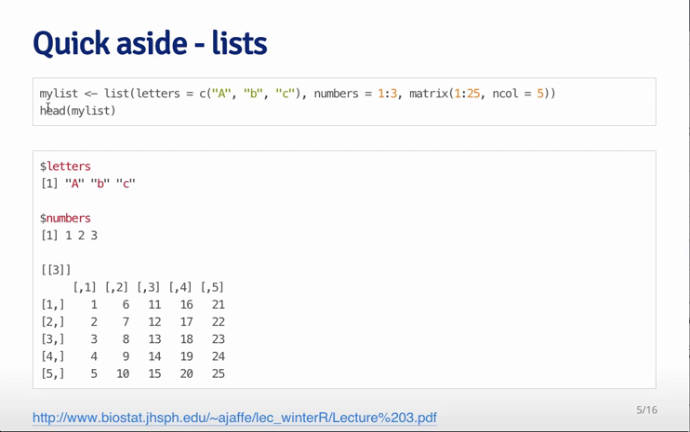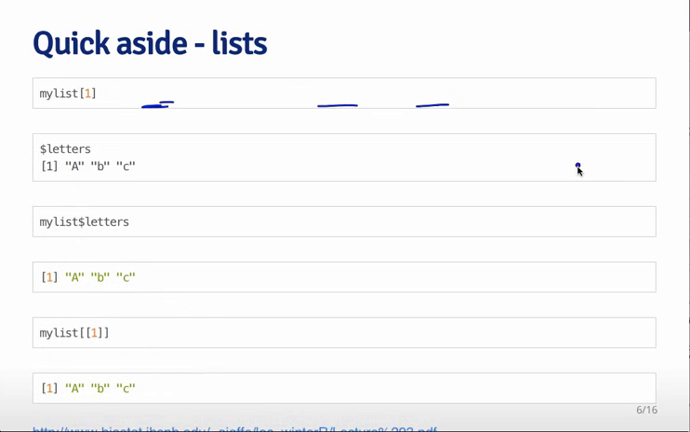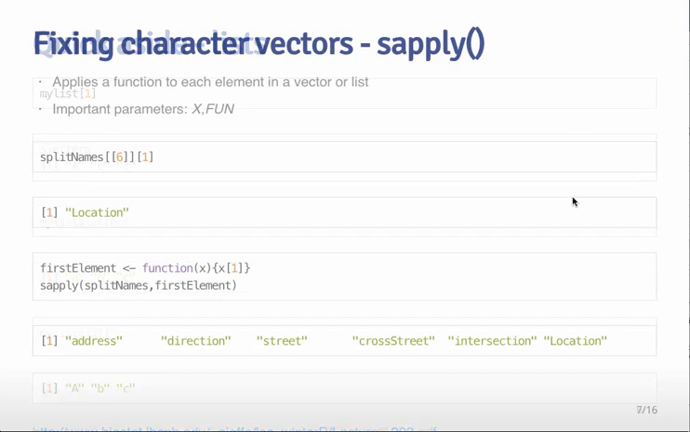I want to give you a very quick aside on lists, because the functions we're going to talk about in a minute depend on that, and we want to make sure we remember how they work. Here I'm creating a variable, myList, by passing it letters, numbers, and a matrix. If I look at the list, I can see that it has these three different components, including some named components. I can select the first element of the list, and it returns the letters. I can subset by the named variables, or I can subset out just the vector by taking the first element of that list.